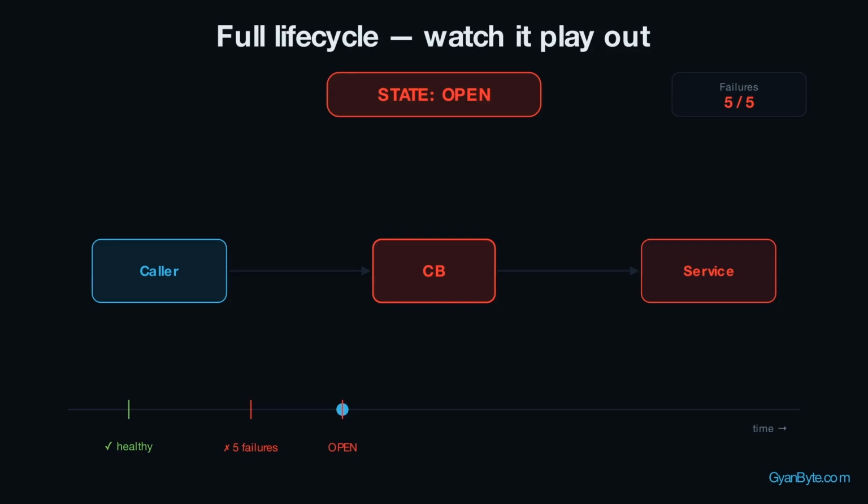30 seconds pass, the cooldown timer expires. The breaker enters half open. One probe request goes through. The probe fails, 503 error. The breaker snaps back to open. Timer restarts. 30 more seconds, another probe.